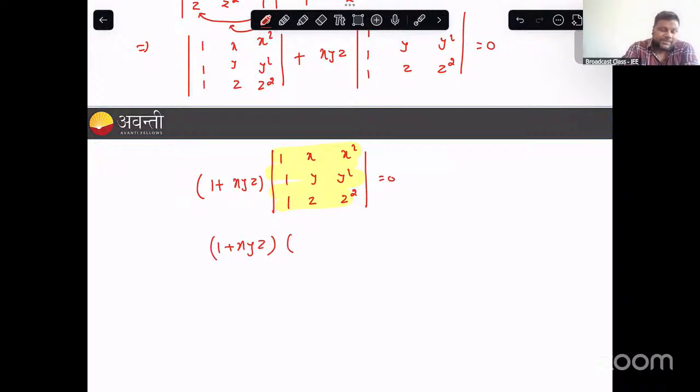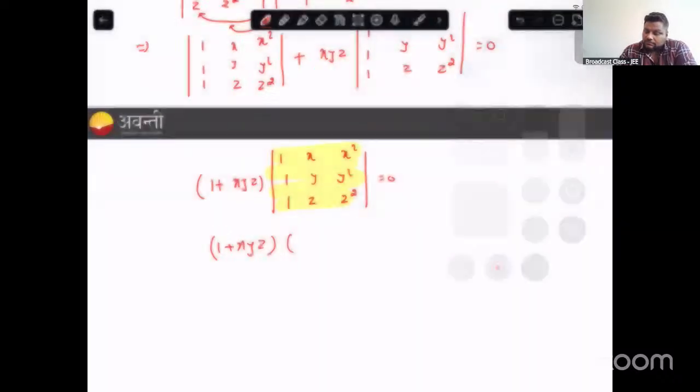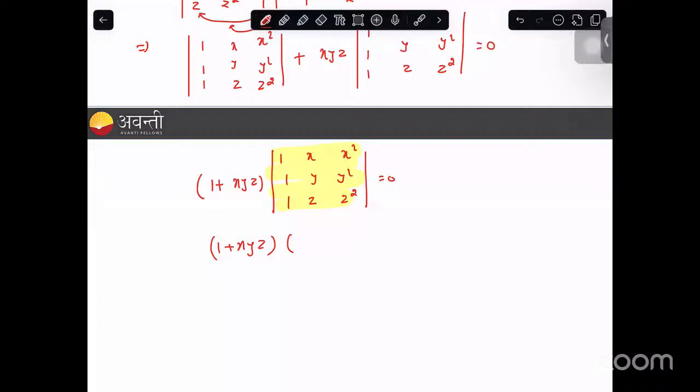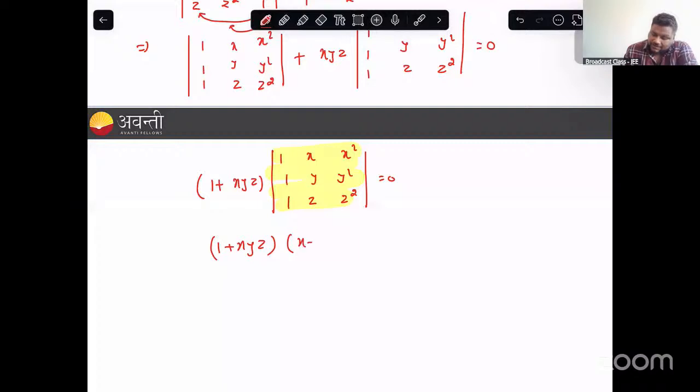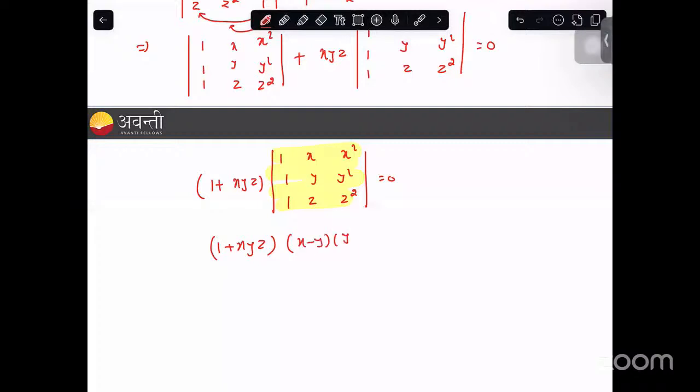Anybody who can tell me the expansion of this determinant? Yes, any one of you? Hanush? Anybody? Aksha? Yes: x minus y into y minus z into z minus x equals 0.